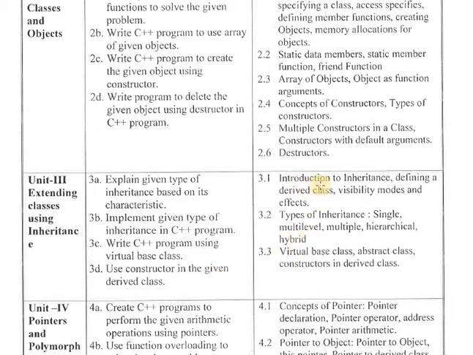These are the subpoints of this unit. The first is introduction to inheritance, defining a derived class, visibility modes and effects. The second subpoint is types of inheritance. In that we will see single inheritance, multi-level inheritance, multiple inheritance, hierarchical inheritance and hybrid inheritance, which is a combination of all these types. The third subpoint is virtual base class, abstract class and constructors in derived class. So these are the three subpoints of this unit.